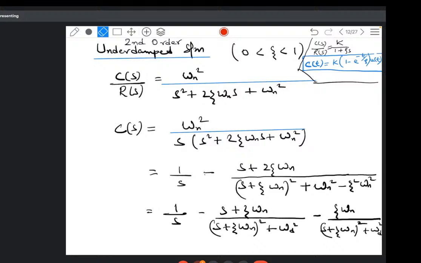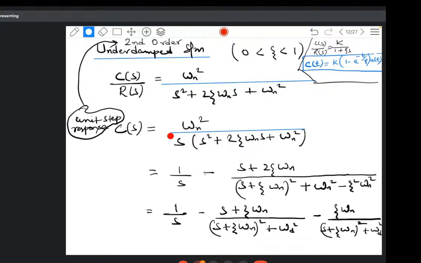C(s) by R(s) is omega n square by s square plus 2 zeta omega n s plus omega n square. R(s) will go over here. Now what is R(s)? I want to find the unit step response of a second order underdamped system. Just as the earlier response was the unit step response of the first order system, this is the unit step response of the second order underdamped system. So C(s) will be equal to omega n square by this into 1 by s.